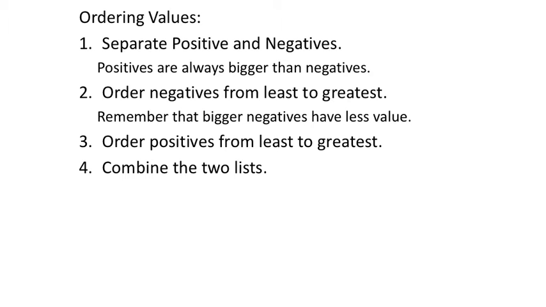All right, ordering values. Now, you can always separate positives and negatives. The positives are always bigger than the negatives, that's true. I would usually start with the negatives, that's the second part there. So once you get them separated, order the negatives from least to greatest. Just remember, the bigger the negative, the less value it has. And we've shown that with a number line before, right? So remember, zero is here in the middle, positives to the right, negatives on the left. On a number line, the further to the left you go, the less the value has, okay?